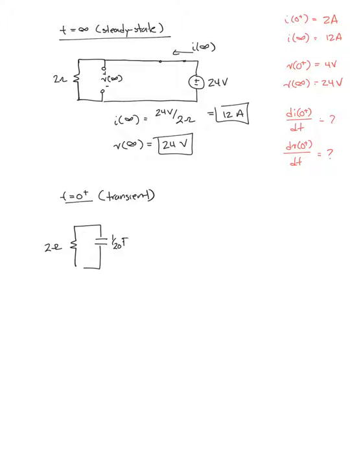That's 1 over 20 F, and this is V at 0 plus. Now we know what that initial voltage is. We just don't know what the initial derivative is, so the initial rate of change. Likewise for the inductor, that is 0.4 henries, we know the initial current through the inductor, but we don't know what the first derivative of that current is. And remember, the first derivatives are necessary because we have a second order system, so we're going to have to get the boundary conditions of that first derivative term.